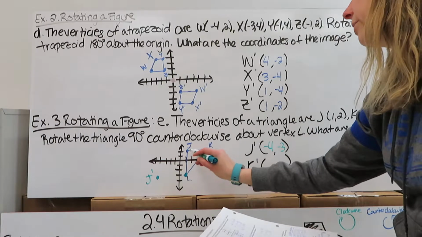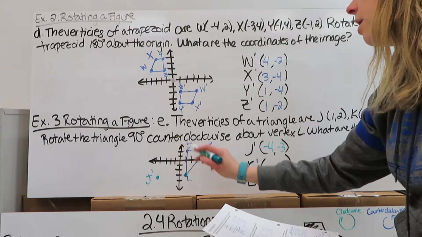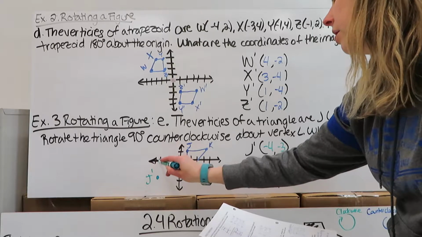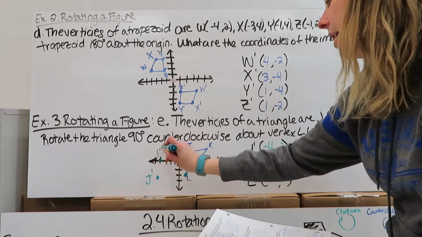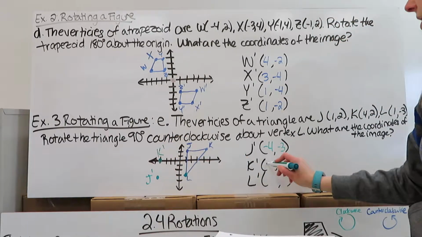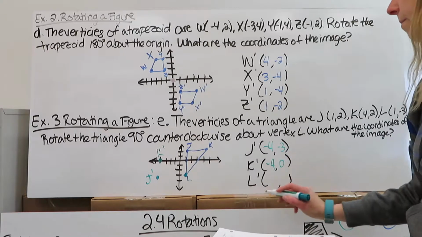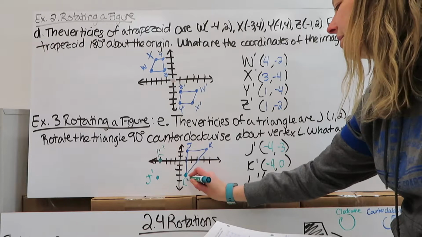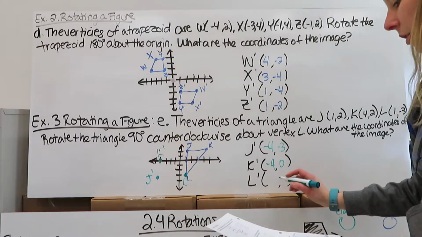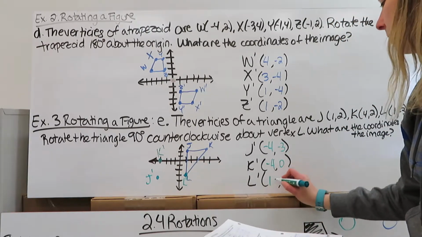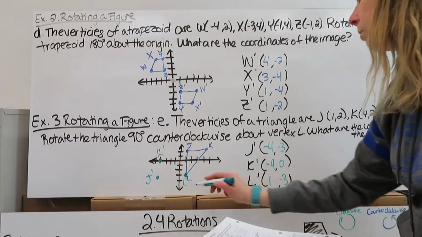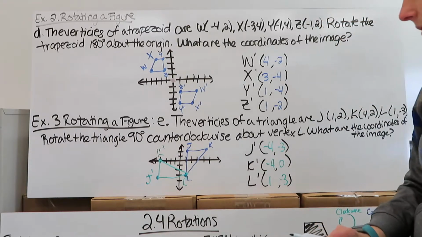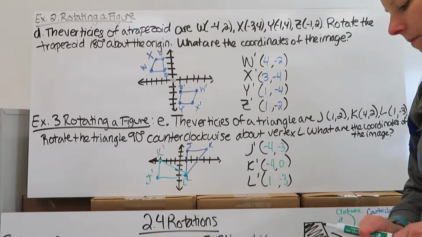K prime is 1, 2, 3 away from J. So 1, 2, 3. Here is my K prime. K prime's at -4, 0. And L, well, L and L prime are exactly the same, just because that's where you're rotating it. So that still stays 1, -3. I'm going to connect my points now. So there is my triangle.